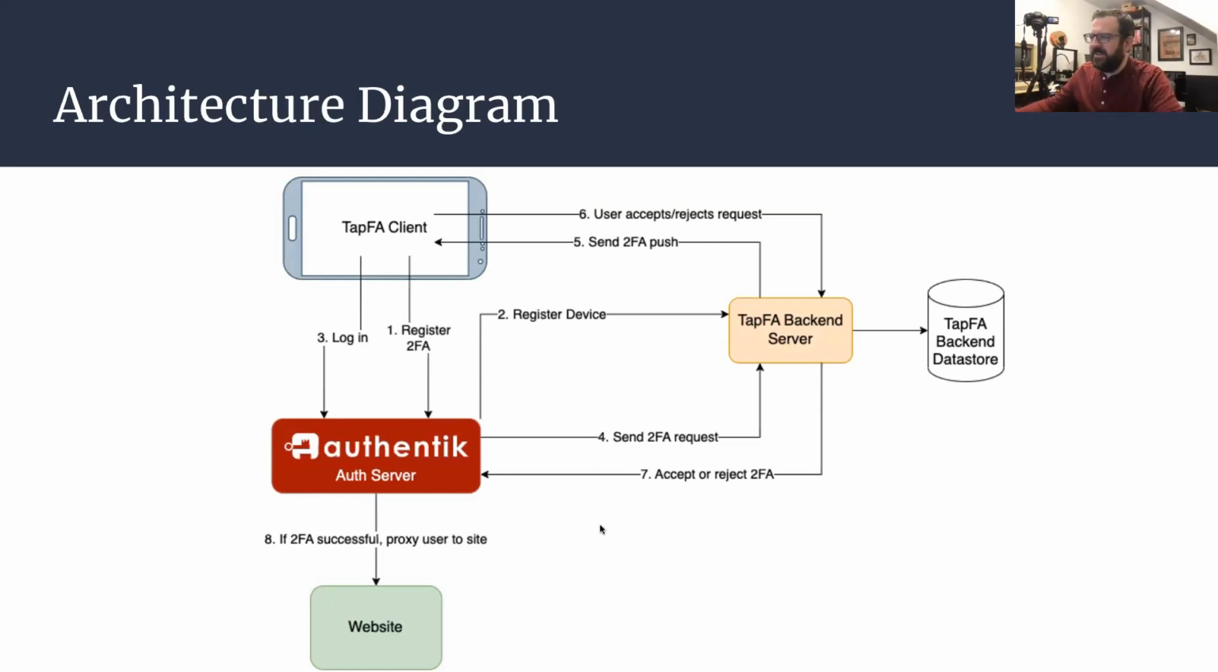So the architecture of this is very similar to other 2FA apps like Duo. We actually re-implemented the Duo API in order to integrate with Authentic, where the client is able to enroll in 2FA by using a QR code, which registers it with the backend. And then when they come back and do two-factor authentication in the future, Authentic sends a request to our backend, which then sends a push request to our client. It will trigger the TapFA flow, which allows for tap pattern recognition. And then the approval or denial of that is sent back through our server to Authentic, which then will either allow or deny the user to access the website.